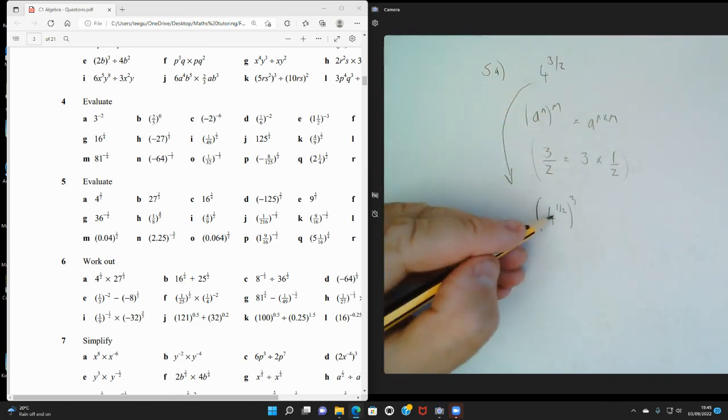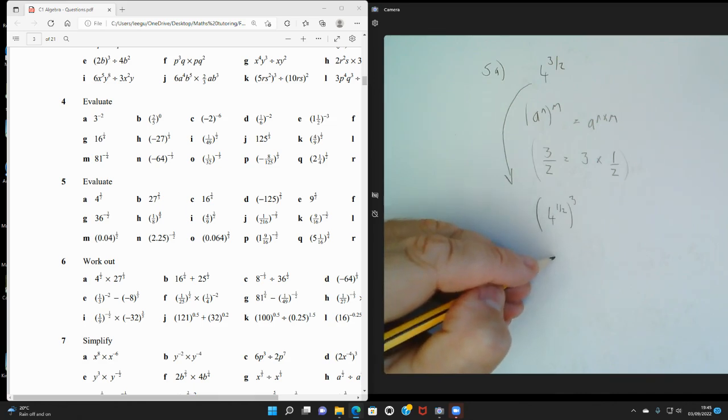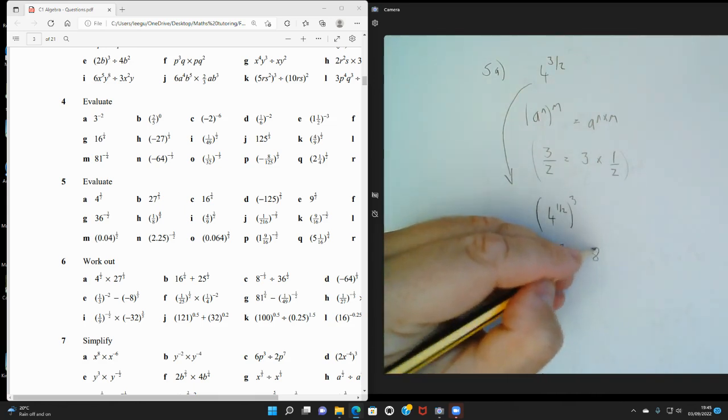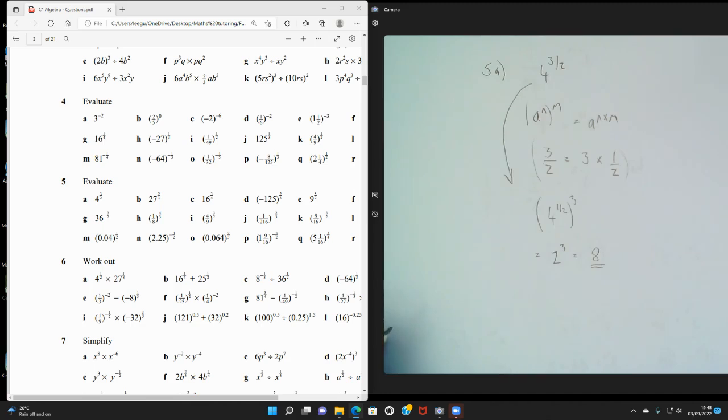So we're going to have something to the power of a half. Remember we learned a moment ago with square rooting. So that is going to be 2 cubed, which in turn is 8. So the answer to that one is 8.